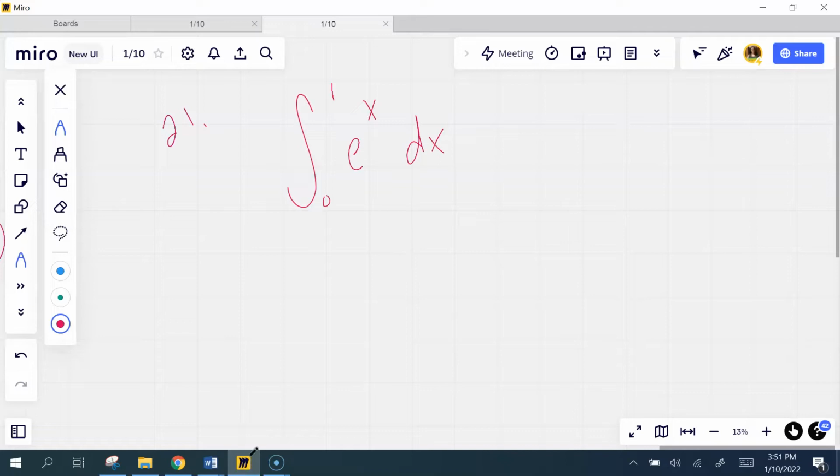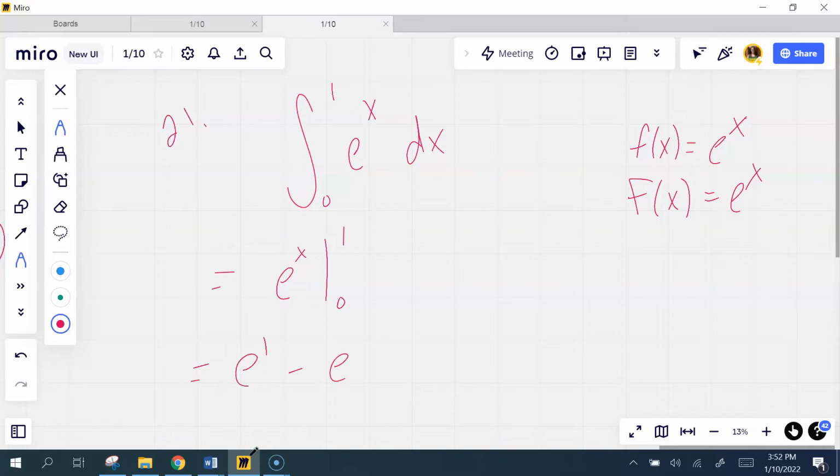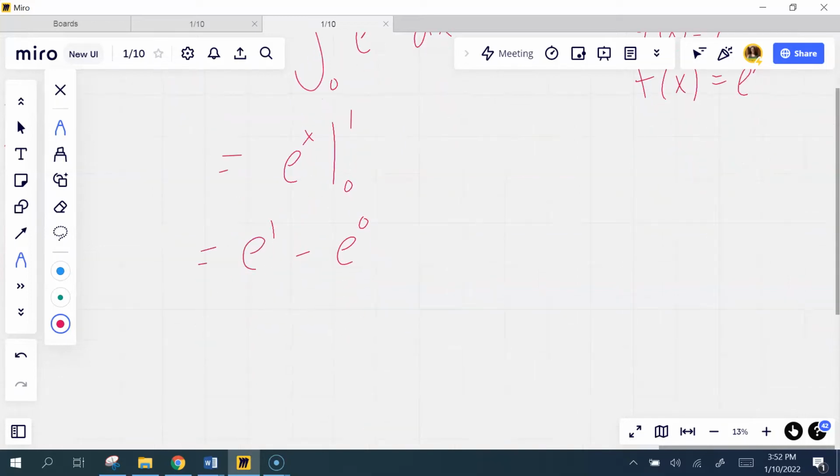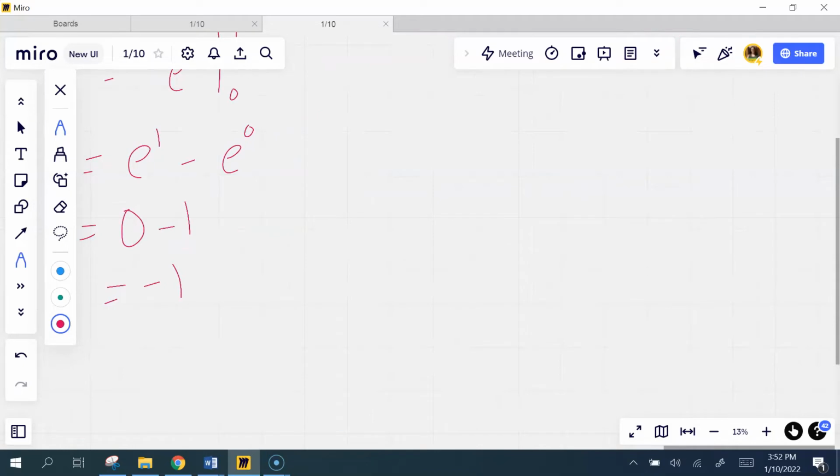And this is a super easy one because, of course, we know that if f of x is e to the x, then the antiderivative is e to the x. The derivative is e to the x. In fact, e to the x is one of the easy ones here. So to find this, we're going to do e to the x evaluated from 0 to 1. So e to the first minus e to the 0. e to the first is, of course, e, minus e to the 0 is 1, so we get e minus 1. So that's just kind of a brief overview there.